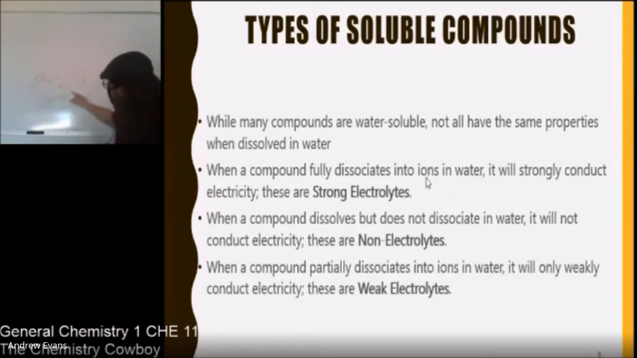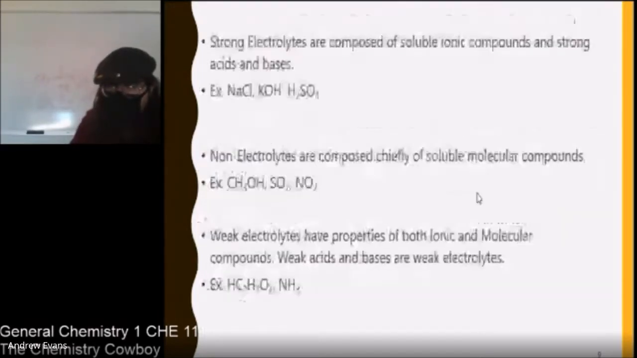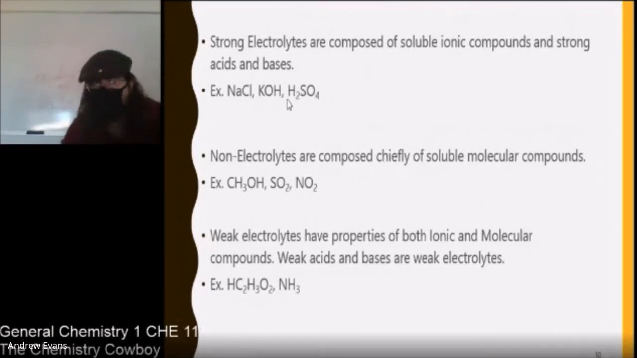Technically this OH is a covalent bond, but it's a highly polar covalent bond, so it's possible for it to break. I said strong electrolytes are usually ionic compounds and strong acids and bases. We're going to learn about some of these strong acids and bases later. So sodium chloride, that's ionic. KOH, that's a strong base. H2SO4, it's a strong acid. We'll learn about sulfuric acid and potassium hydroxide later.